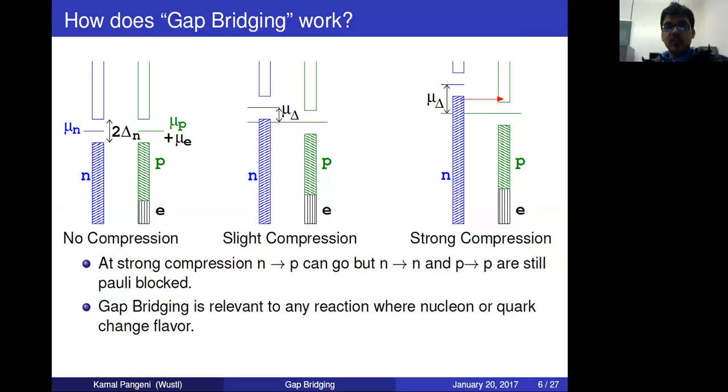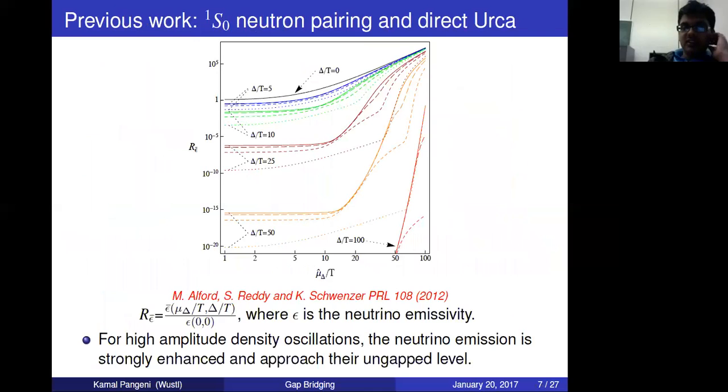Now, you can apply this idea and see that phenomenon by calculating the emissivity. Here in this plot, the x-axis is mu delta. That's how far you are from beta equilibrium. So as you go to the right, the amplitude of oscillation is larger. And the y-axis is the modification function. This is just the ratio of emissivities. So you are taking the emissivity at finite compression and with some gap and dividing by the emissivity at zero compression and zero gap. So this quantity is normalized so that if you don't have any gap and any compression, it is 1.